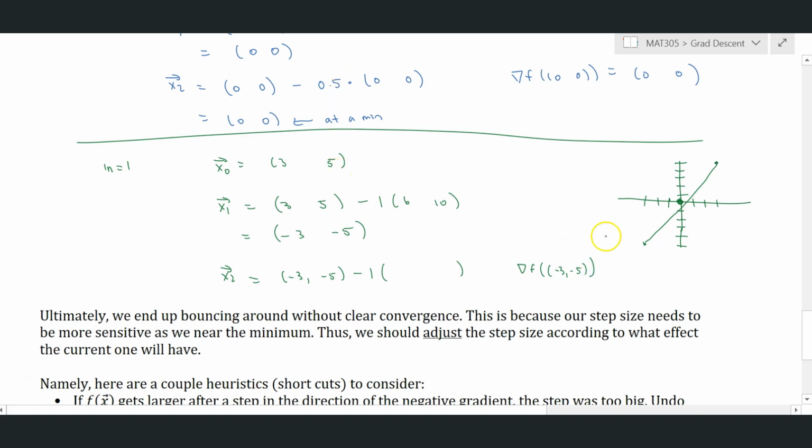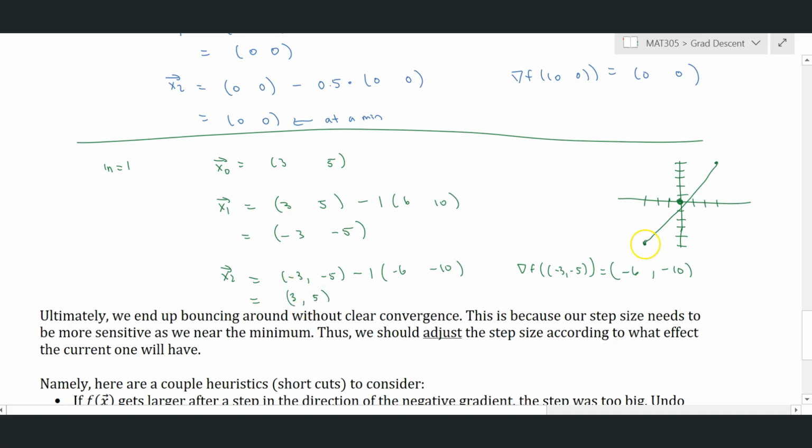Well, if I plugged in (-3, -5), it's going to be 2 times -3, which is -6, and 2 times -5, which is -10. And so now I am going to add, because it's negative 1 multiple of that, I'm going to add (6, 10) to (-3, -5), and guess where that's going to put me? Well, it's going to put me back at the point (3, 5).